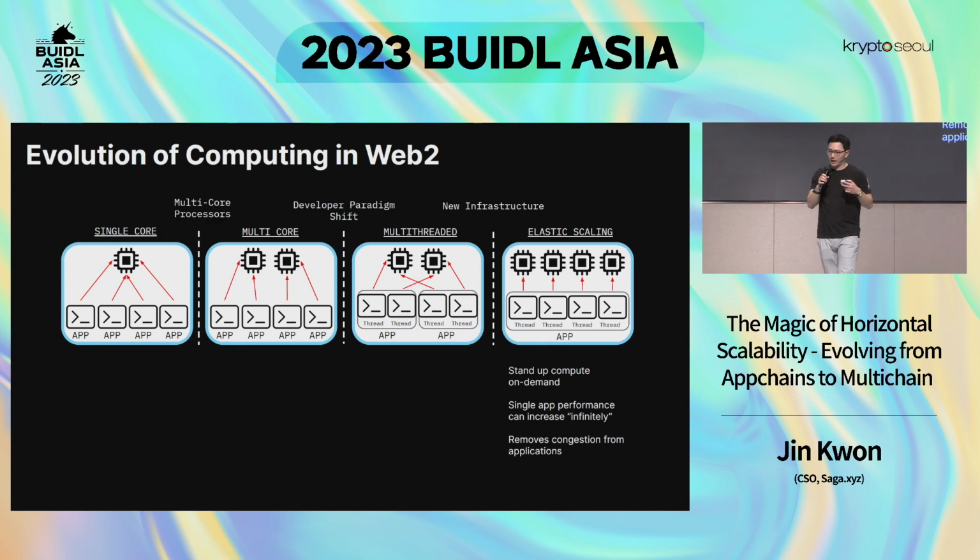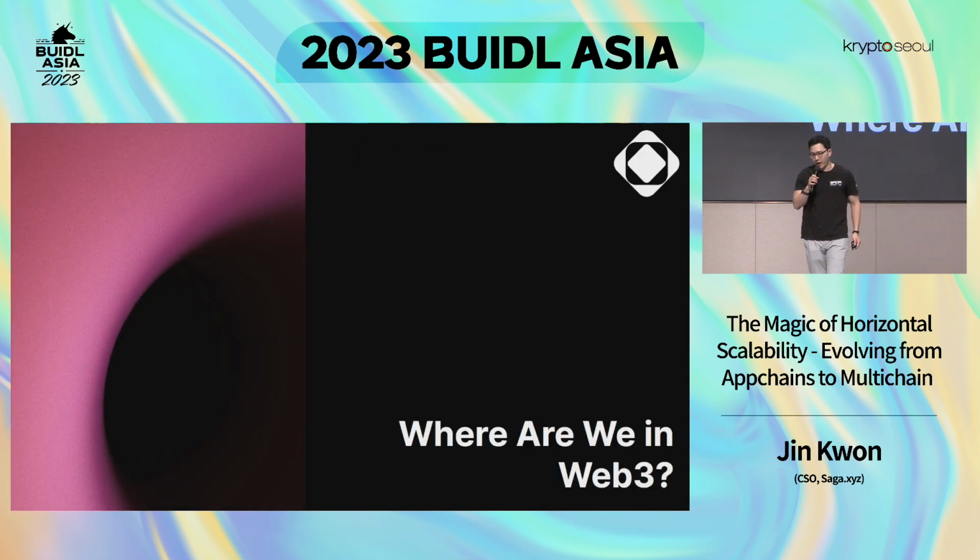And you can stand up compute on demand, which is a behavior that helped developers get into these scalable solutions for their applications. So why am I talking about this, right? Let's talk about where we are in Web3. In this context, if you think about how the evolution from single-threaded to multi-threaded to elastic scaling happened, the same thing is going to happen in Web3.